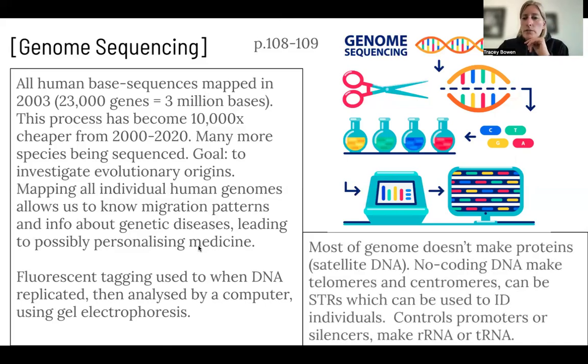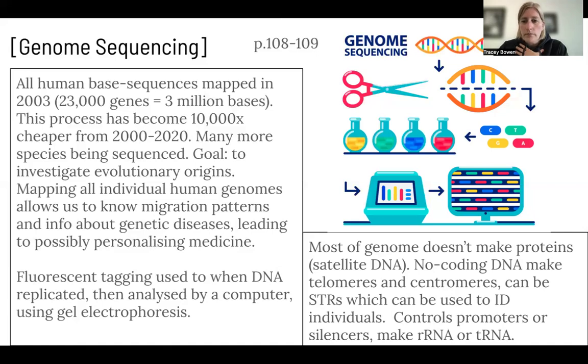Most of the genome doesn't actually make proteins. So it's satellite DNA or non-coding DNA. Non-coding DNA can make telomeres, which is the end caps on chromosomes, centromeres, which is a connection point to other strands of DNA. It can be short tandem repeats, which are segments of the same bases that repeat over and over again. And those are used to identify individuals because your short tandem repeats are unique to you and your family.